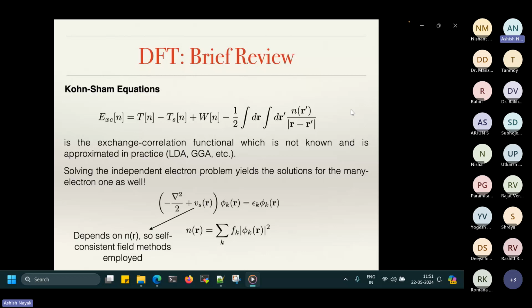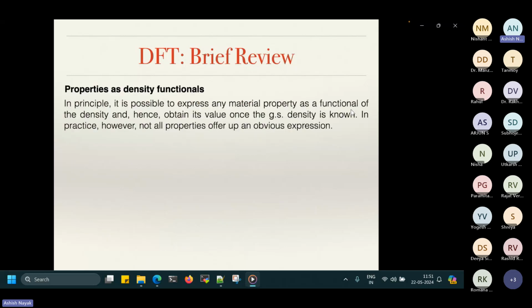Vs of r depends on the density, so solving this equation is going to involve self-consistent field methods, and it's done often iteratively. The properties you can get as density functionals if you know how they depend on the density. A lot of the properties are known, some you have to develop, and that's also been something that theorists have worked on in the last few years, last few decades, to develop properties as a function of density. Some are non-trivial and need some work, and that is being done.